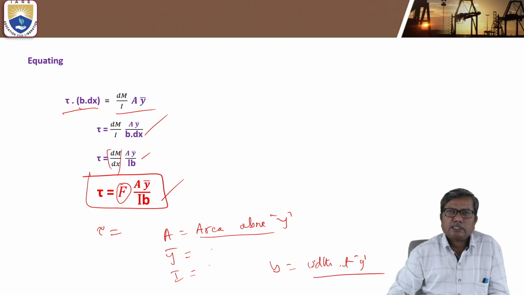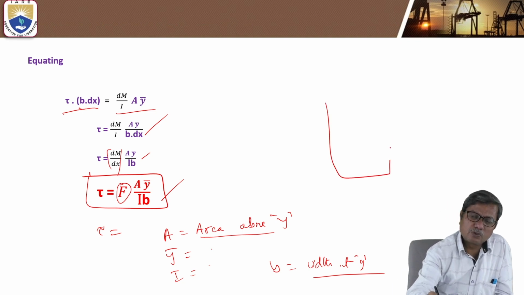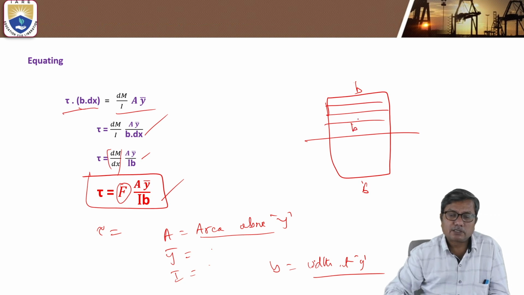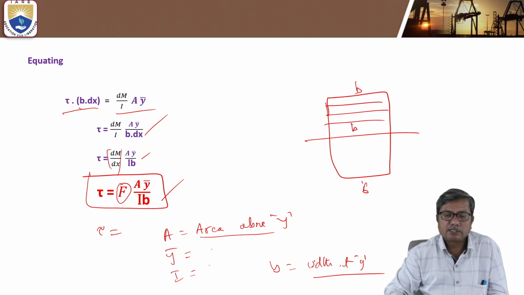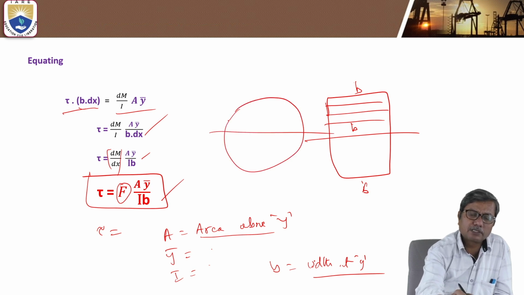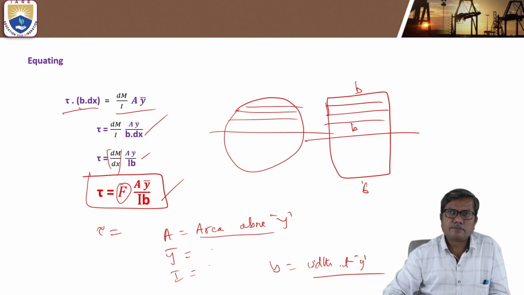In case of a rectangular section, the width is the same throughout, from top to bottom. So at all distances, you will have a constant width for rectangular sections. Sometimes you may have a circular section. In that case, the width is not the same.